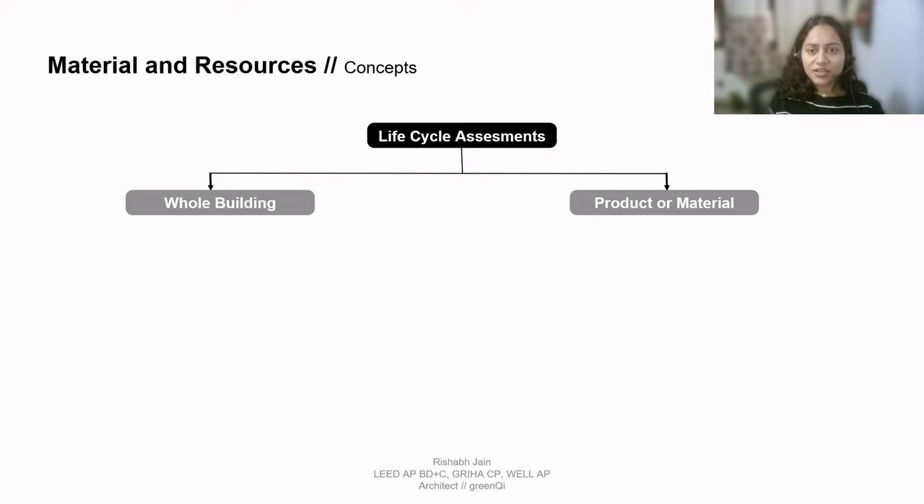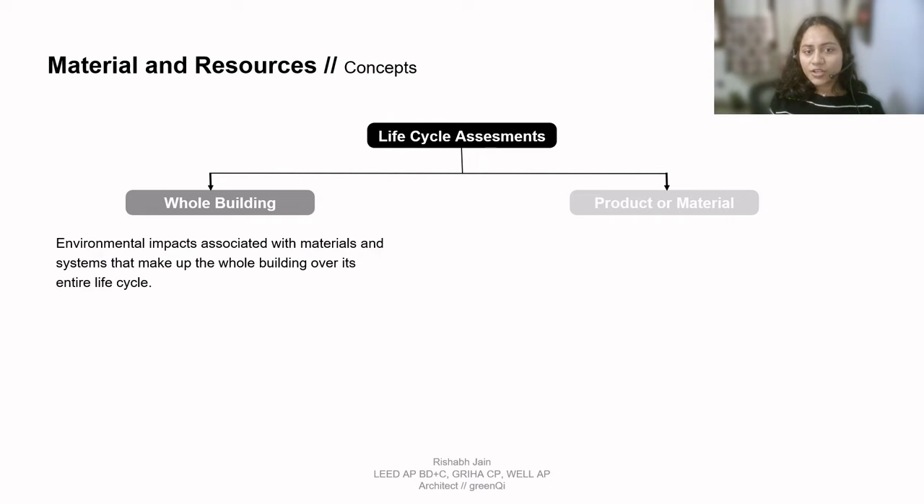In this credit, one is a whole building. This will include the environmental impacts associated with the materials and the systems that make up the whole building over its entire life cycle. So this necessarily does not talk about a particular material or product, but about all the materials and products that make up a building, and that's where you perform the analysis to arrive at a result of where your building stands in terms of its whole life cycle.